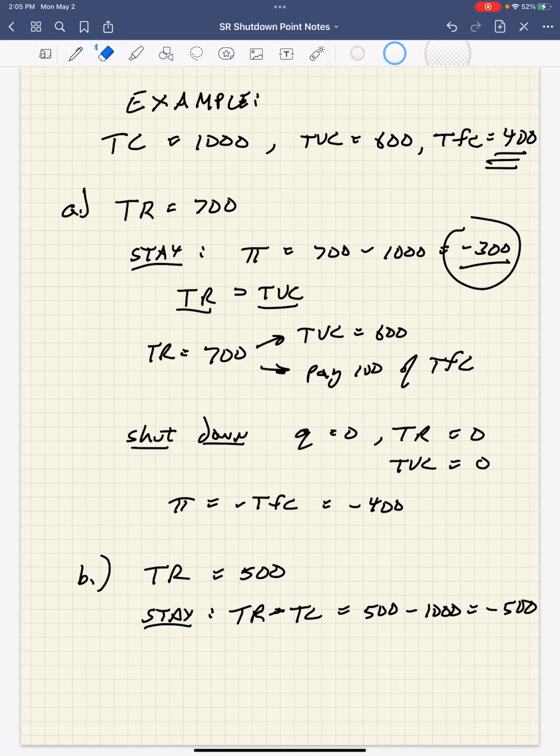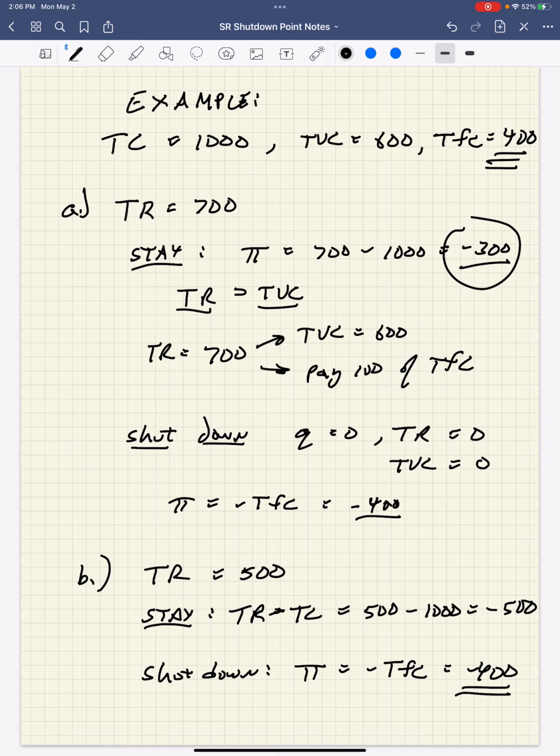But just as was the case before, because it's independent of your revenue, if they shut down, we'll have that profit of negative 400. We just have to pay our fixed costs out of pocket. So now this seems like the best way to go. So if the firm shuts down, our profit will be, again, negative total fixed cost, or negative 400, which is the better option, the better of two bad options. Okay?